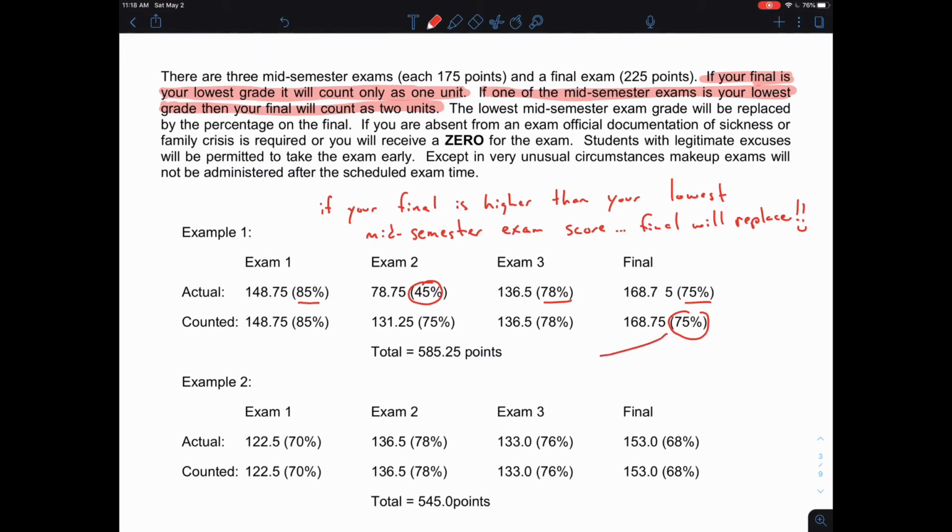So the final actually counts twice, right? And so what I've counted is actually the 85, the 75, the 78, and the 75. So I put that within the grade book. So if there is a low ball exam, you're not dead in the water yet, right? The final can help you out at the end of the term.